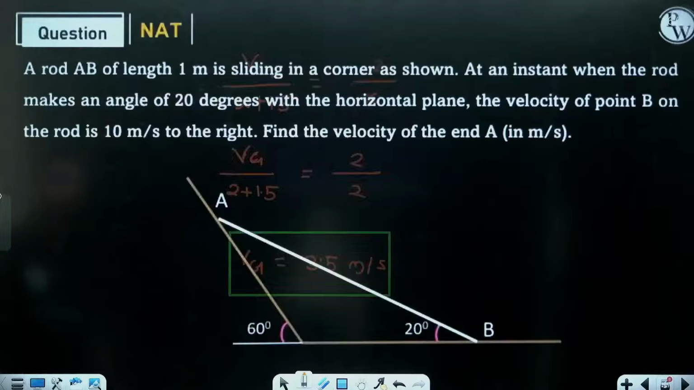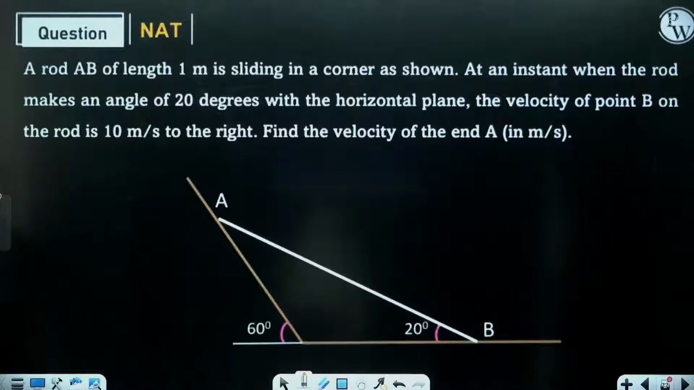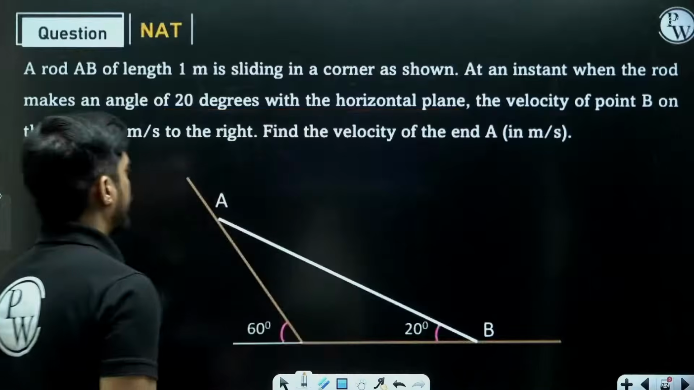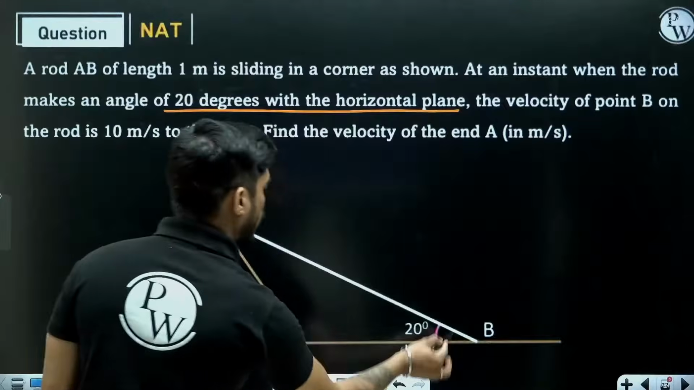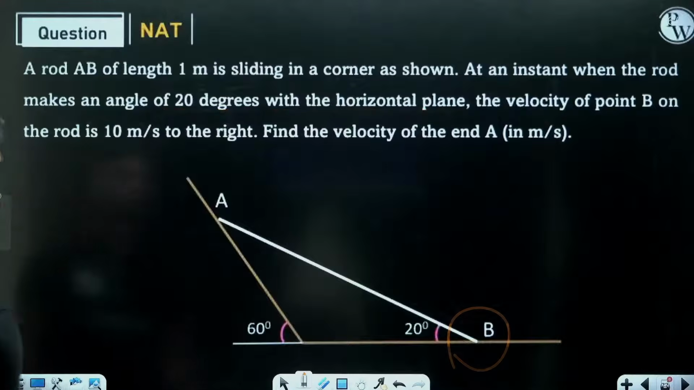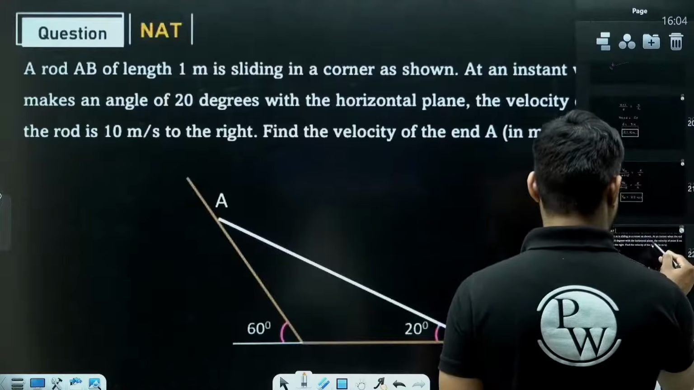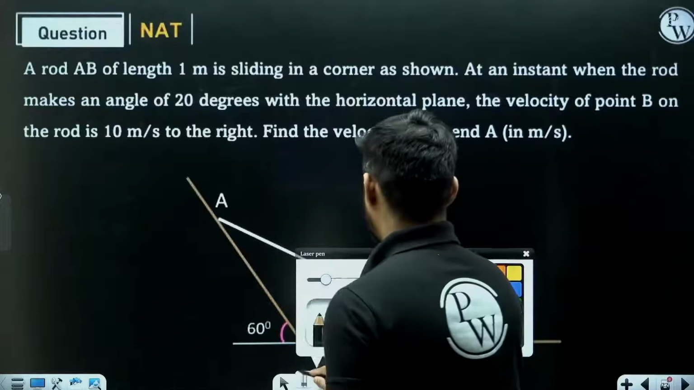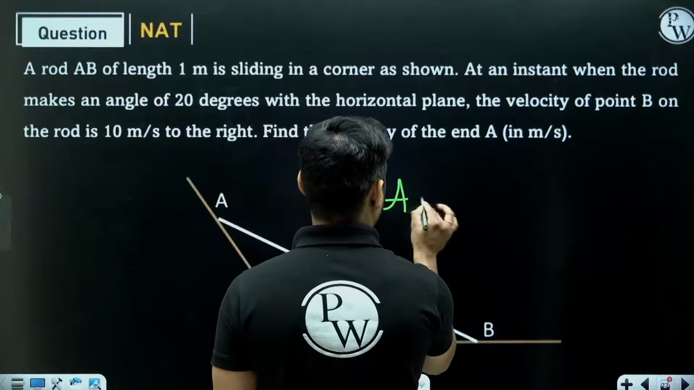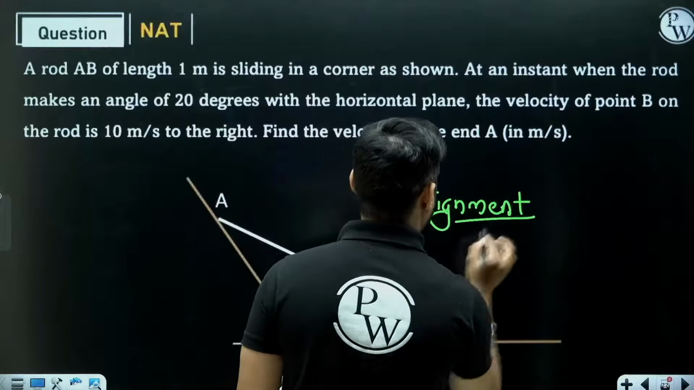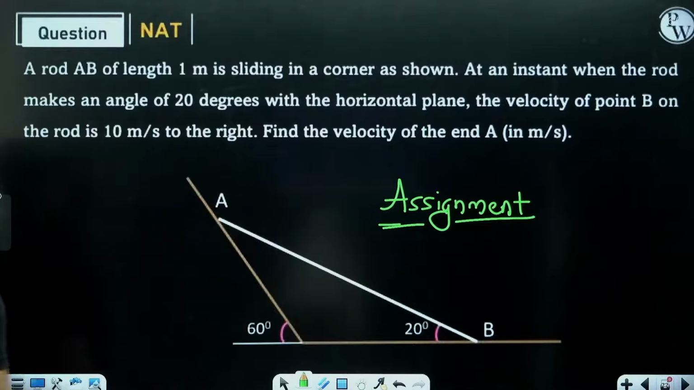Moving on to the next question. A rod AB of length 1 meter is sliding in a corner as shown. At an instant when the rod makes an angle of 20 degree with the horizontal plane, velocity of point B on the rod is 10 meter per second to the right. Find the velocity of the end A. Now this is your assignment question. We have already solved this type of question. So you can easily solve this question on your own, right?